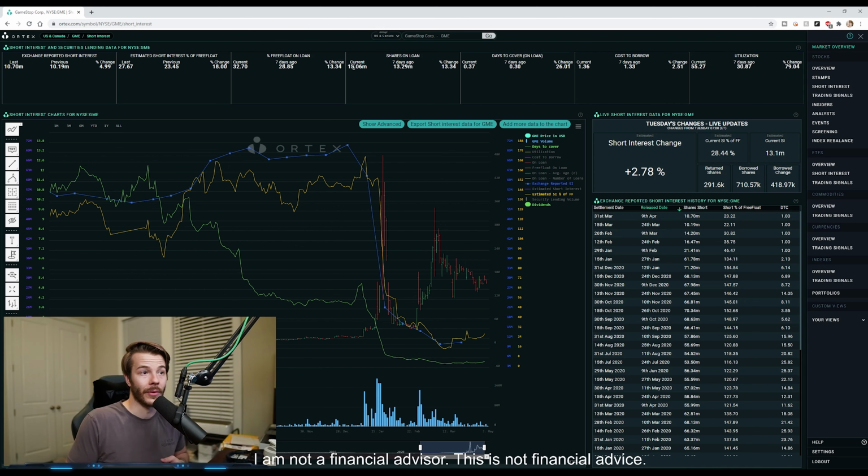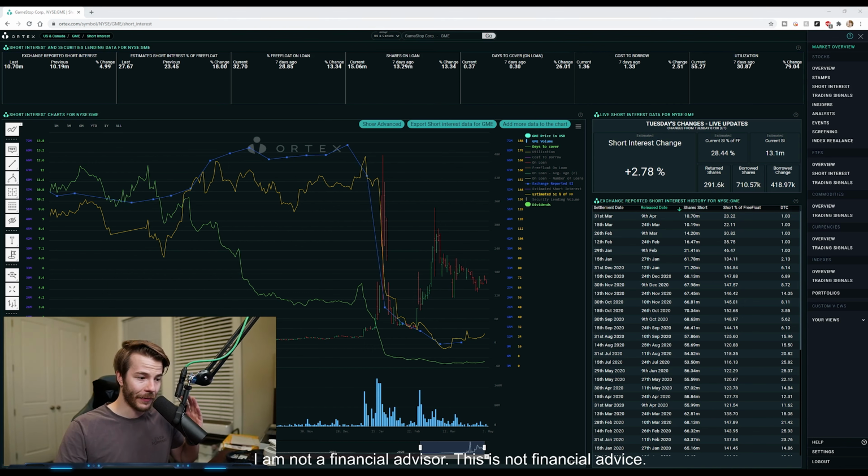The huge thing is the shares on loan, they've got to eventually use them because they're currently paying 1.36% annually to hold those short shares. So that's a big deal, which is actually up. And the other thing is our short interest is actually up from March 31st. It was 10.7 million and now it's 13.1 million. So our short interest is going up, guys. And that's the huge thing.